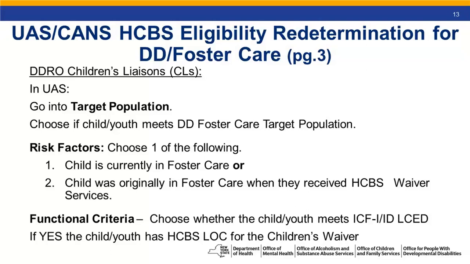Now, just remember, as a care manager in CS, you'll be able to see that this eligibility has been done. So you won't need anything else from the DDRO. You'll have that letter that says they're eligible or they're not, and then you'll know whether or not they're eligible for the children's waiver, like officially, through the UAS, which you would have access to because the child or youth is your member and on your members list.